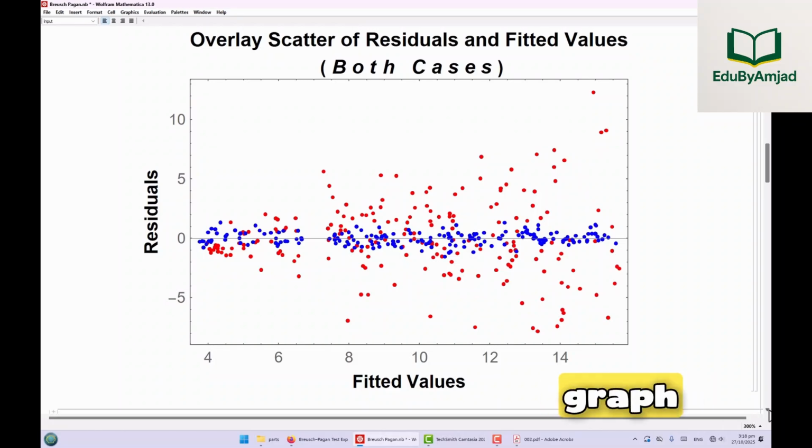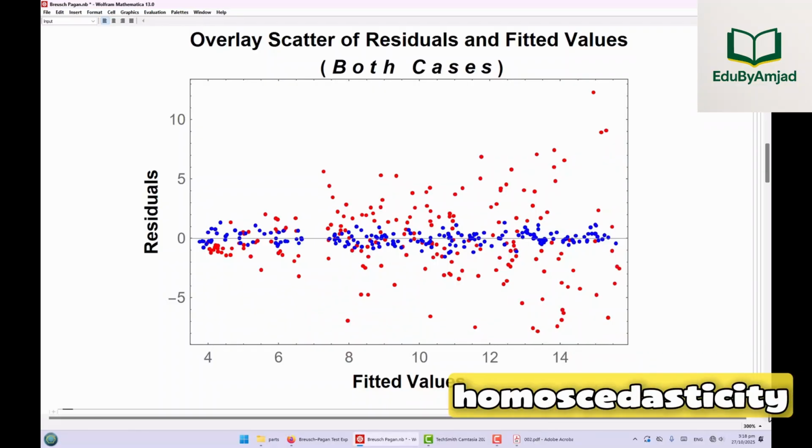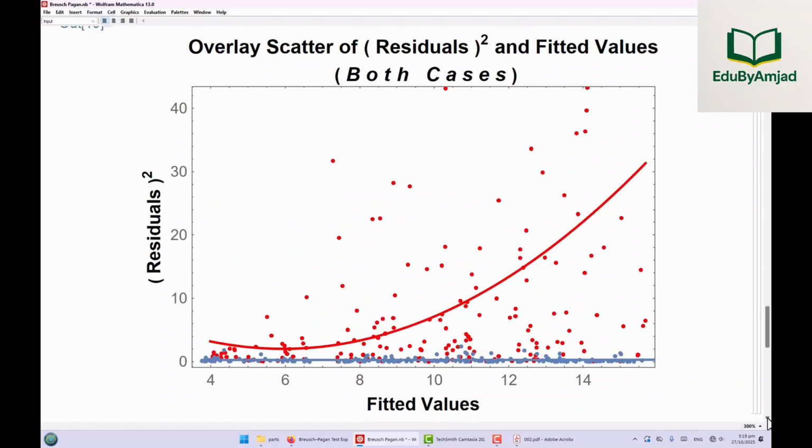This overlay graph combines both residual plots. Notice the red points showing heteroskedasticity and the blue points showing homoskedasticity. Finally, in the overlay of squared residuals, the red pattern clearly reflects heteroskedasticity, while the blue homoskedastic data lie almost flat along the horizontal axis.